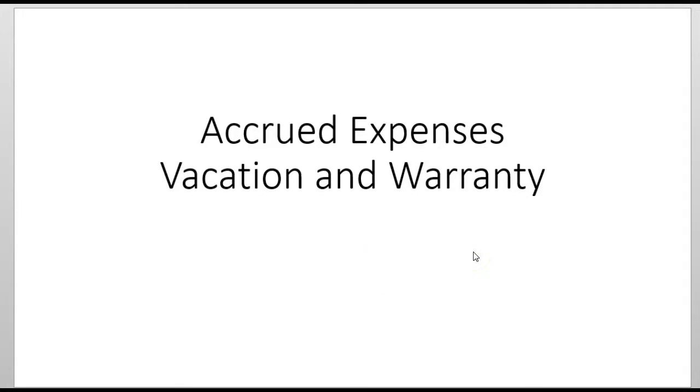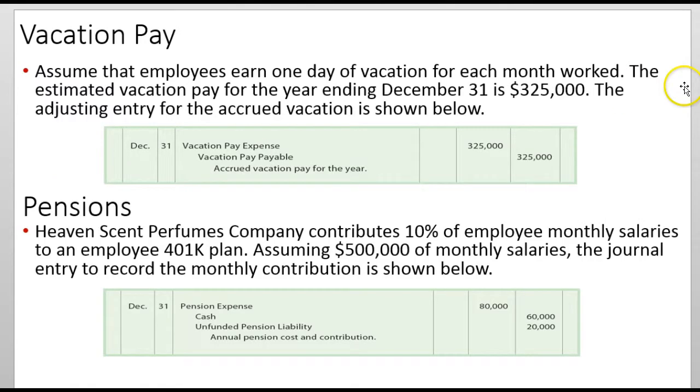Okay, this is accrued expenses, vacation, and warranty, and I've thrown in a little bit of pension on the side. This is going to be short and sweet, but if you have expenses that you know you are going to have to pay, but you haven't paid them yet, for current liabilities you need to show those as accrued expenses. And examples of that will be vacation pay.